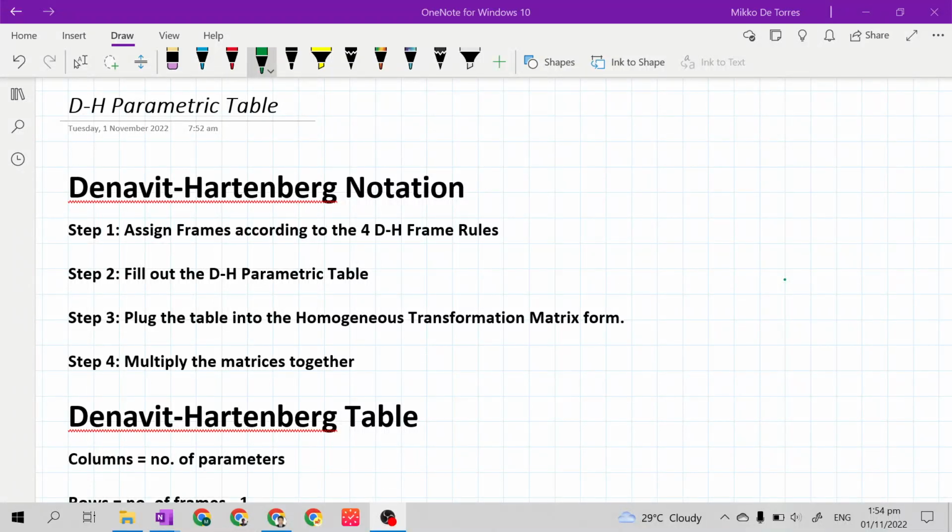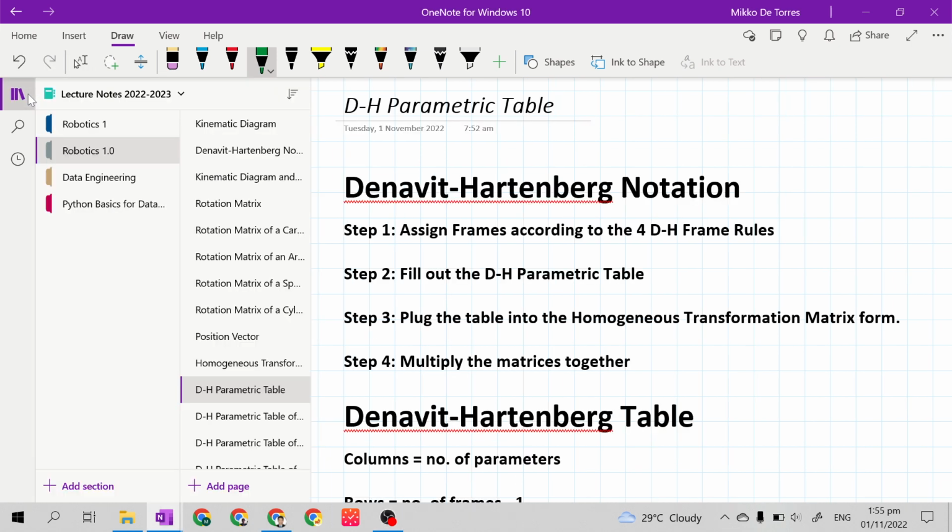Good day, class. In this video, I will teach you the complete steps of the Denavit-Hartenberg notation and how to construct and fill out a D-H parametric table. There are 4 steps in the Denavit-Hartenberg notation. Step 1 is to assign the frames according to the 4 D-H frame rules, which we already have done before the lecture of the rotation matrix, position vector, and homogeneous transformation matrix.